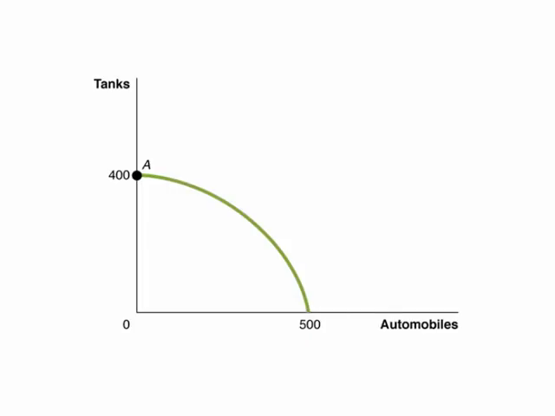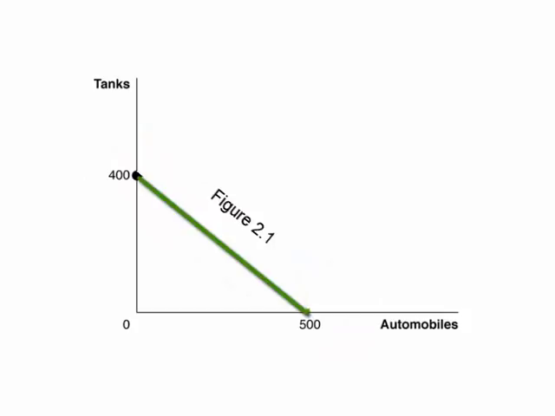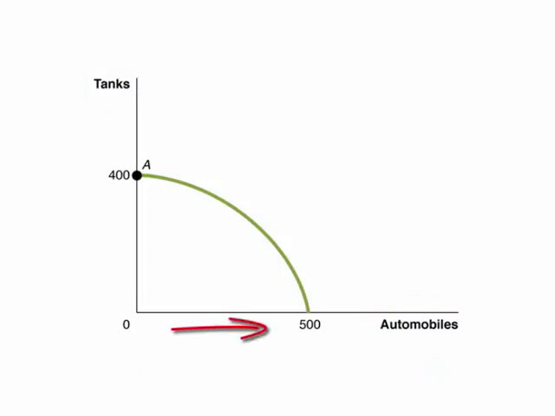But let's turn our attention to the actual shape of this production possibility frontier. It's described as being bowed outwards. Unlike our figure from 2.1, where we had a straight line production possibility frontier. Why do we have this bowed out shape? It's due to increasing marginal opportunity costs, specifically of automobiles in terms of tanks. In other words, if we increase our production of automobiles, the opportunity cost or the trade-off in terms of tanks will increase.